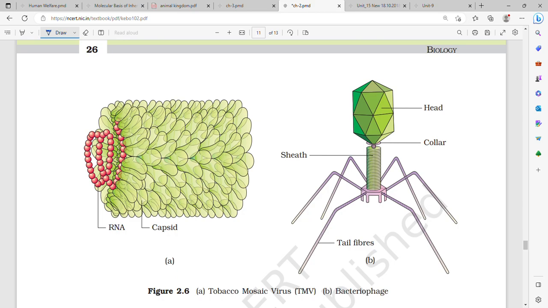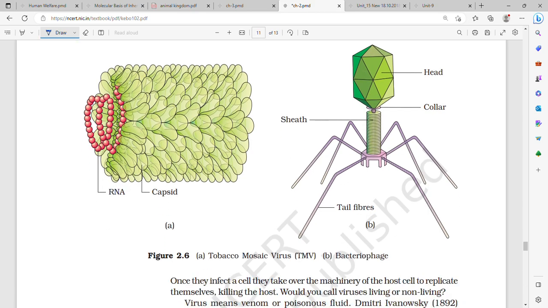They do not show any signs of being living outside the host cell, but once they get into the host cell, they use the host mechanism to divide and replicate themselves, and eventually end up harming, killing the host.